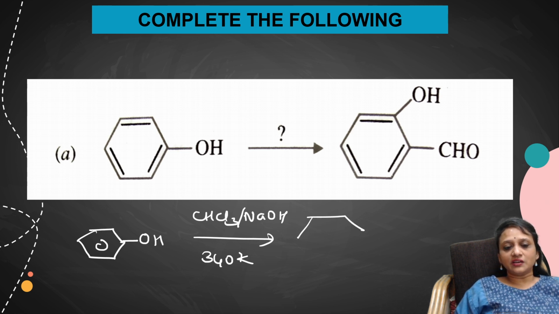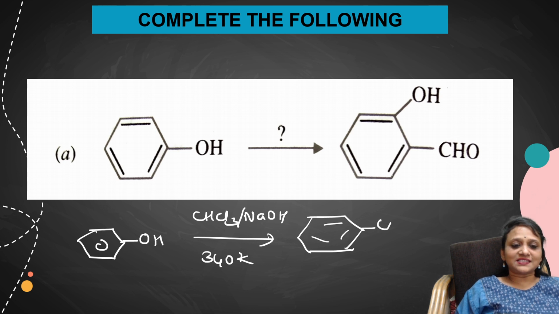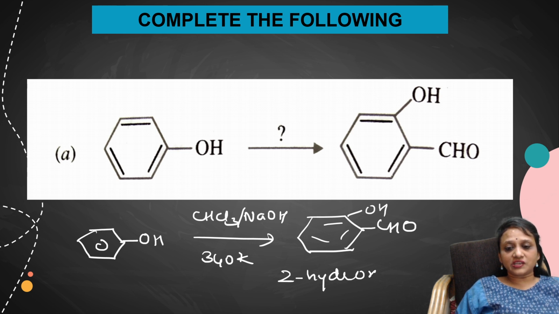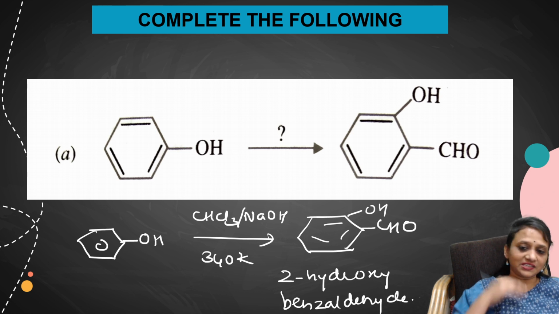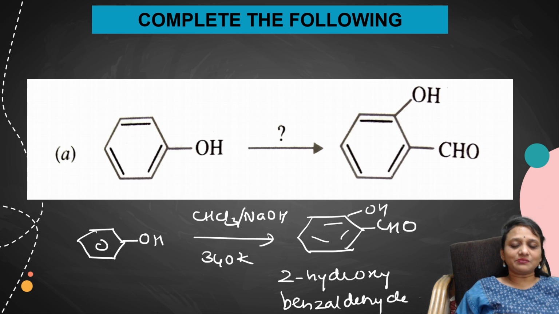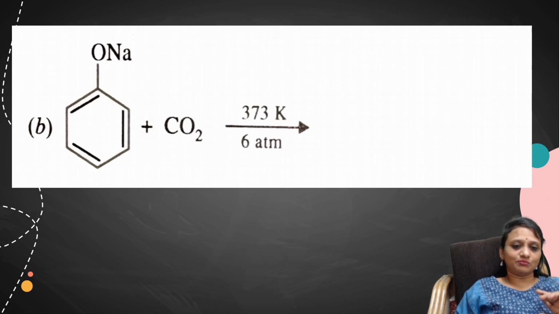When you see phenol combination with aldehyde, it's basically, what is the name of this compound, students? It is called 2-hydroxy benzaldehyde. Right, students? Easy? Right. So that's nothing but your CHCl3 and NaOH. Now you tell me this reaction. Both are related, almost. Both are related. Have you got this idea?